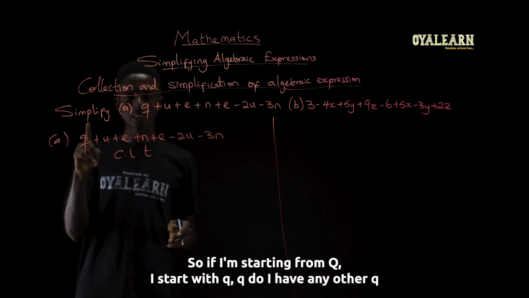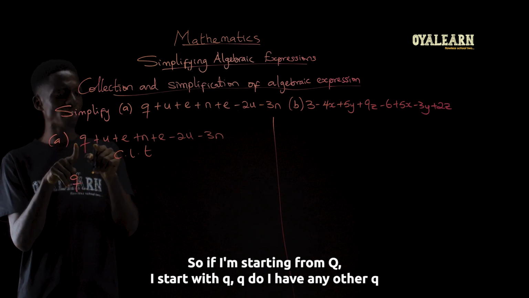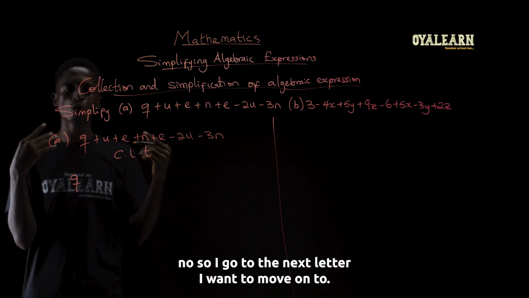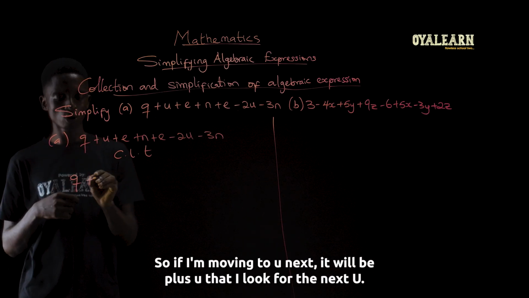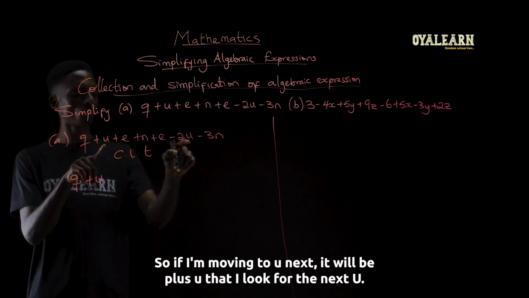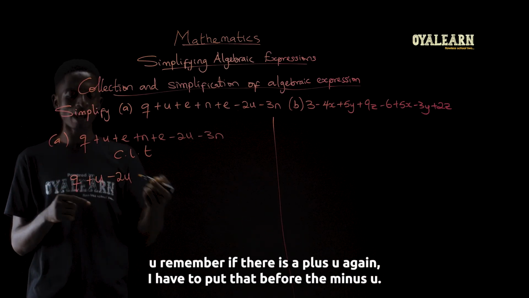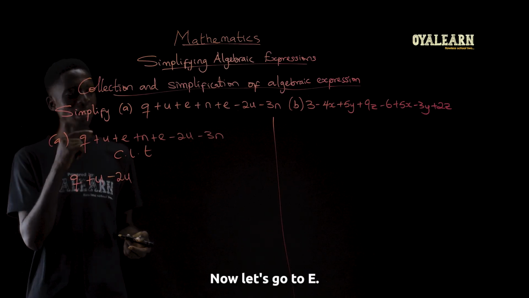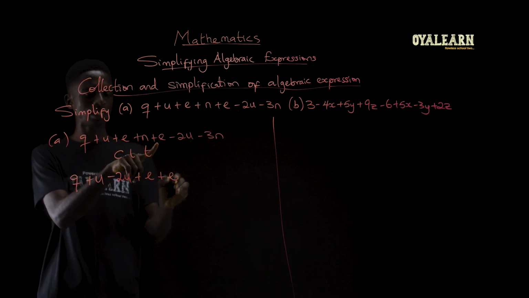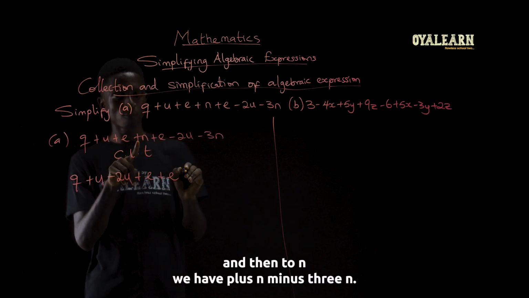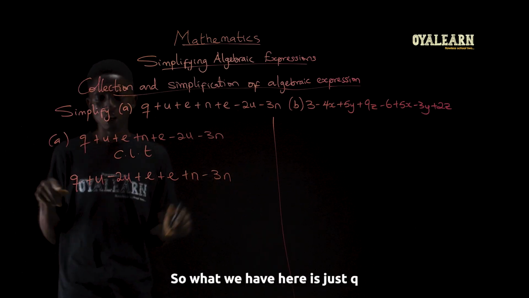So if I'm starting from Q, I start with Q and say Q. Do I have any other Q? No. So I go to the next letter I want to move on to. So if I'm moving to U next, it will be plus U. Then I look for the next U. This is it, and that's minus 2U. Remember, if there's a plus U again, I have to put that before the minus U. Now let's go to E. So we have plus E. And then to N, we have plus N minus 3N. And that's it.